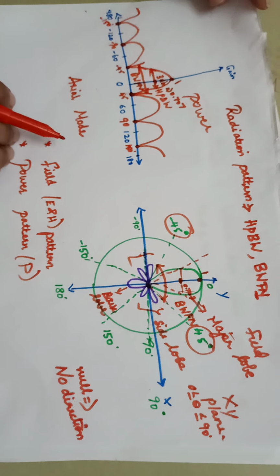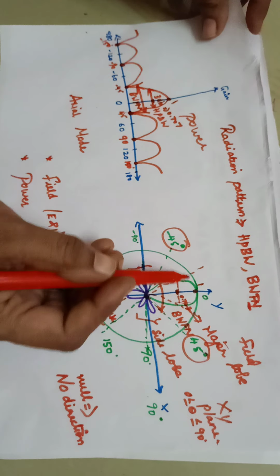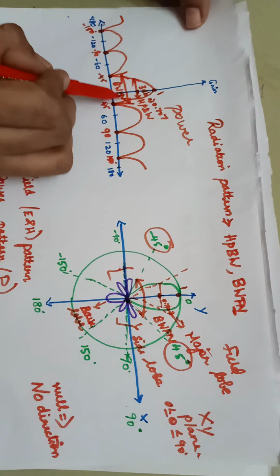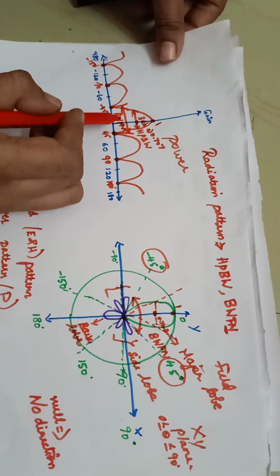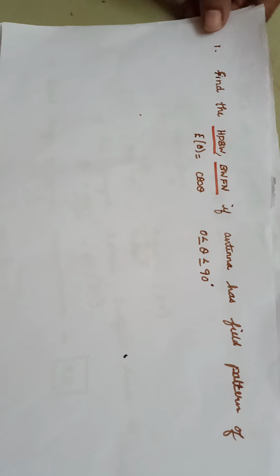Half power beam width means what? When the power has fallen to half of its value. Beam width between first null is what? It is the beam width between the first two nulls. Now in the problem, we can find out these values.